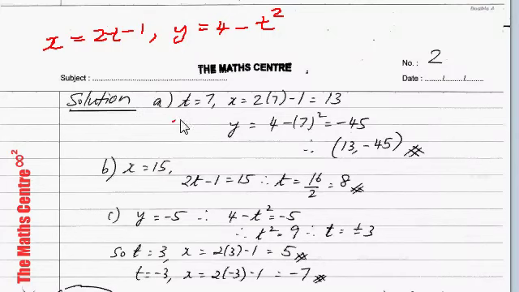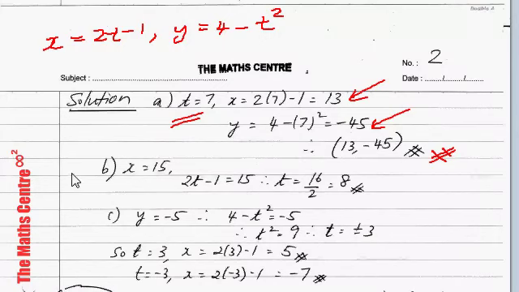So now we can look at the solution. t equals 7, plug into 2t minus 1, you will get the value of x. So 2 times 7 is 14, minus 1, you get the x value as 13. And when t is 7, you plug into y equals 4 minus t squared. So I have 4 minus 7 squared, 4 minus 49, I'll get negative 45. So the coordinates of the point where t equals 7 are (13, negative 45). Not difficult: just find the value of x when t is 7 and the value of y when t is 7, and we're done.